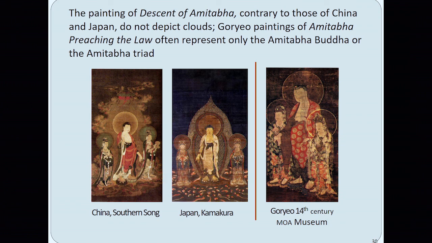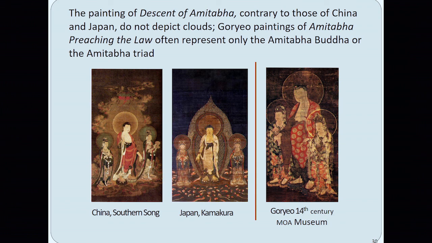Also, Goryeo paintings of Amitabha preaching the law often represent only the Buddha Amitabha, or an Amitabha triad without an audience. These tendencies stand in stark contrast with those of Buddhist paintings in China, which strove to connect the compositional elements in a context and to convey the narrative through the composition.